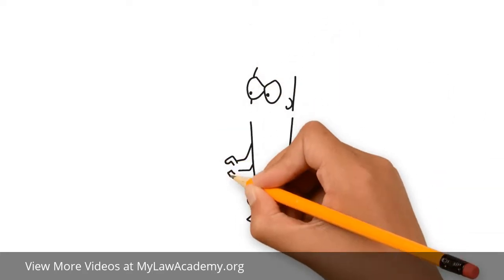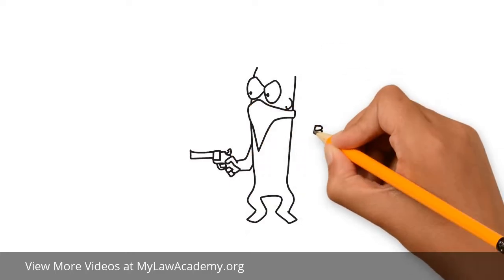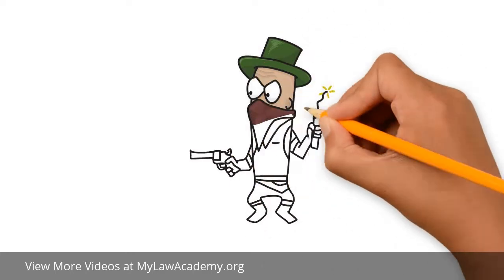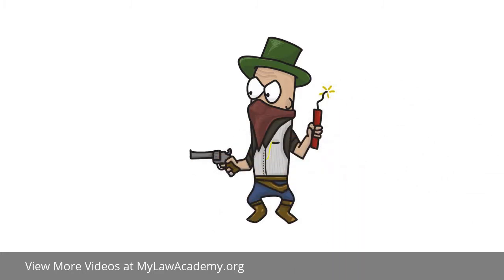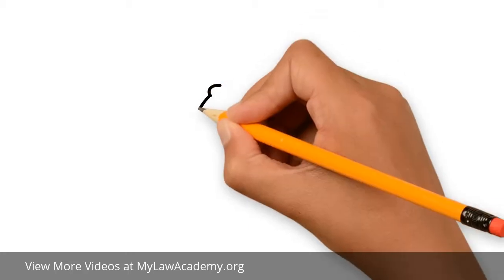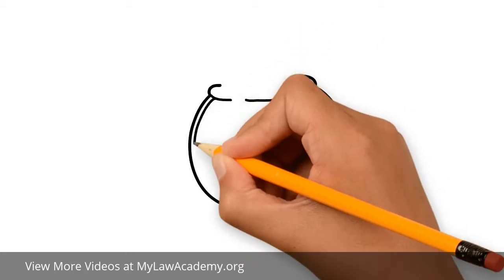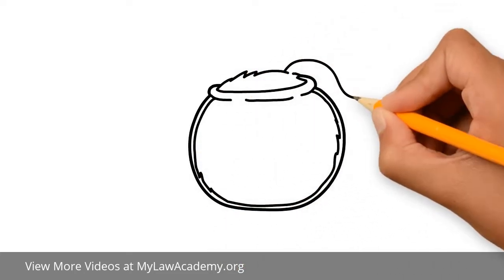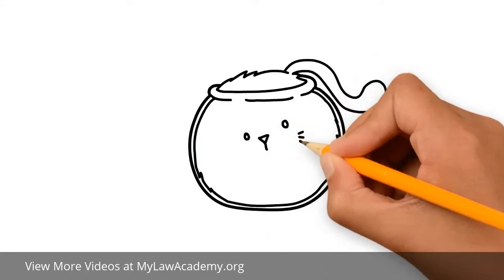The next element is open and notorious. Open and notorious sounds like an FBI wanted suspect, but it simply means that for the entire statutory period, you can't use the property secretly. Just like the true owner would use the land openly, so should the adverse possessor.